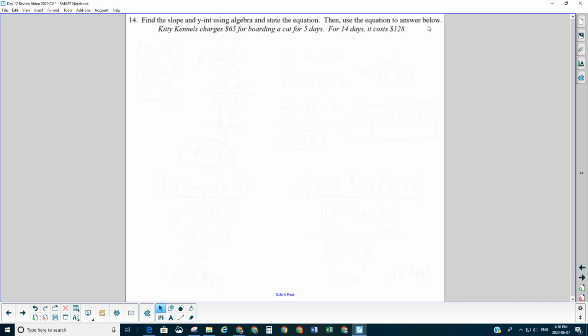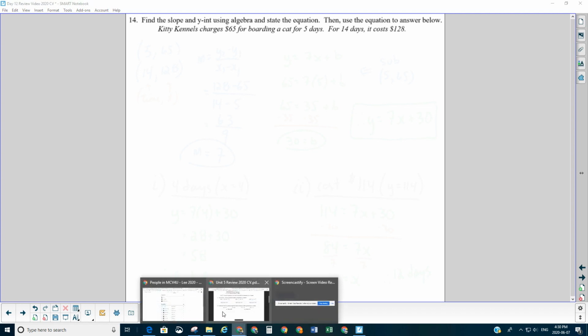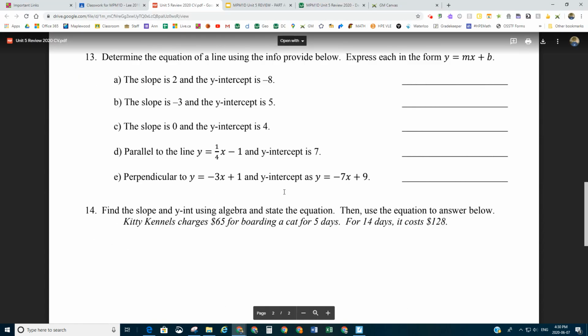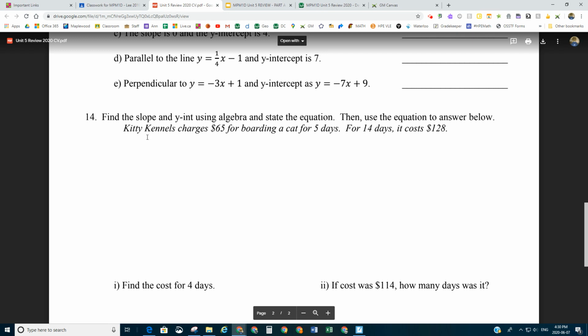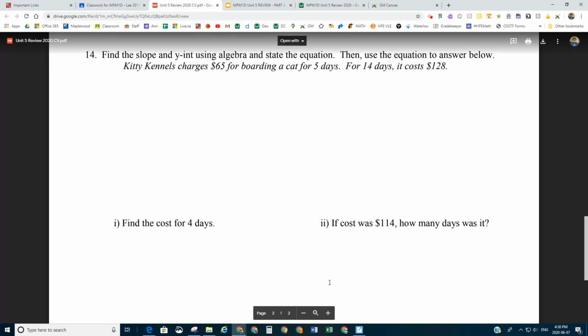Then use the equation to answer the other questions below. So the other questions will pop up in a second. I have them written out if we go back to our thing here. So there is the spot for you to figure out the equation, and then you'll answer these questions below.